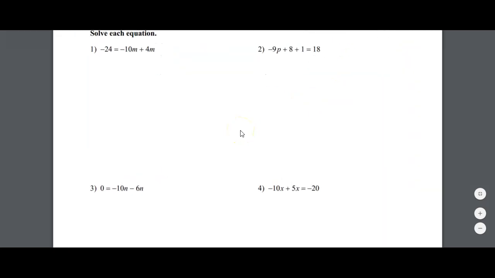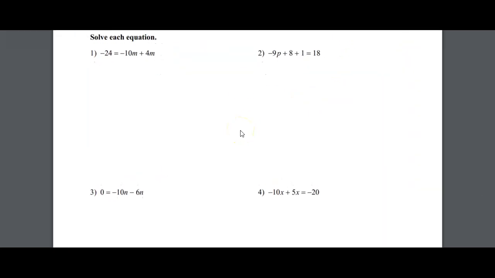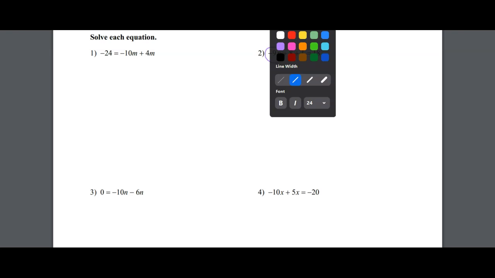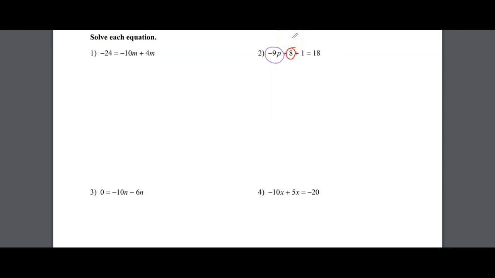All right, if we look at number 2, and actually let me make this a little bigger for us. There we go. Okay. So number 2, we need to think about, can I combine any like terms? So before you do any inverse operations, it's generally going to make the problem easier if you can combine some things. So let's look at the left-hand side. I've got a negative 9p, and I've got an 8. Oops, meant to do that in a square. Got an 8, and I've got a 1.